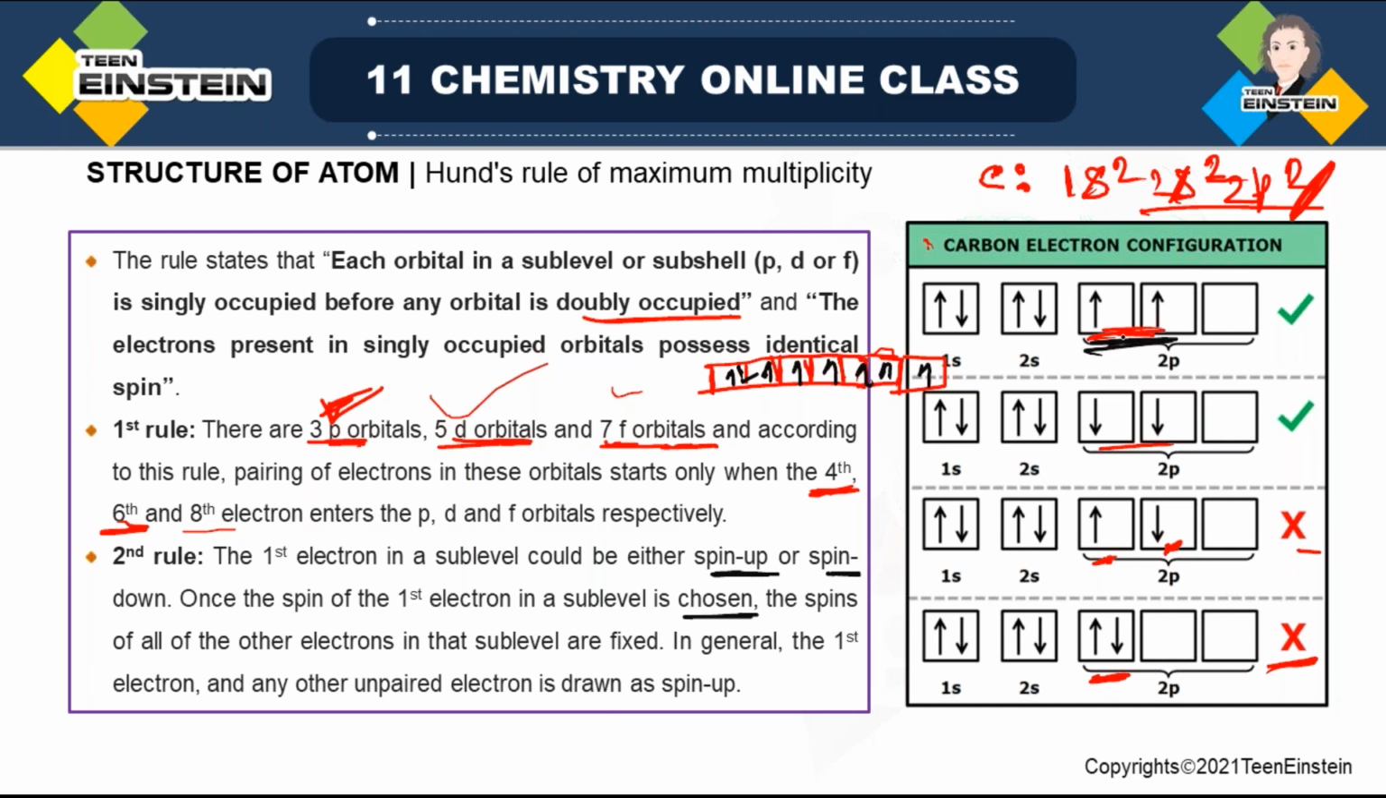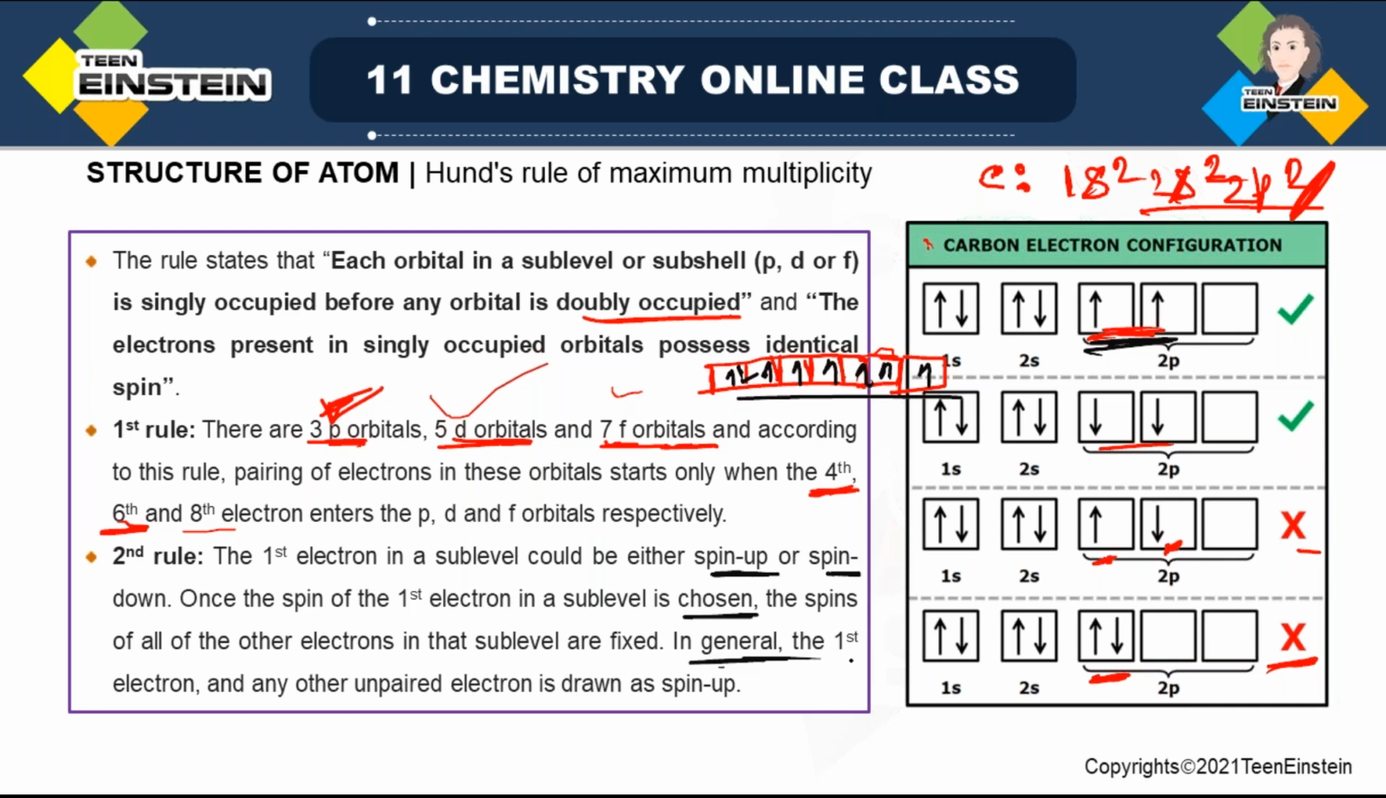So the spin of the second electron. But suppose it is more than 2. That is why, in general, I am saying, once the spin of the first electron is chosen, is fixed, the spin of all the other electrons in that sublevel are basically fixed. That is why, when I have placed all these 7 electrons, I have maintained the direction only towards a particular side. So you can do it upward or you can do it downward.